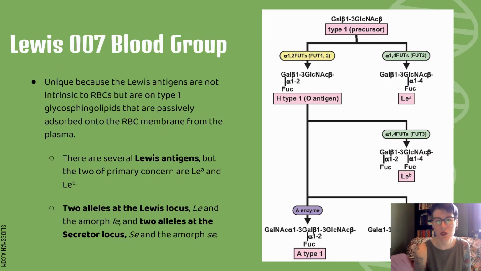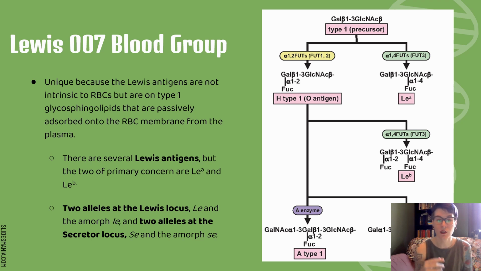Moving on to the Lewis blood group. This is ISBT 007. Lewis antigens are a little bit unique because they are not intrinsic to the RBC. They are on those type 1 precursor substances, so they're in secretions, and then they get absorbed onto the RBCs. There are several Lewis antigens, but the 2 primary ones are Lewis A and Lewis B.